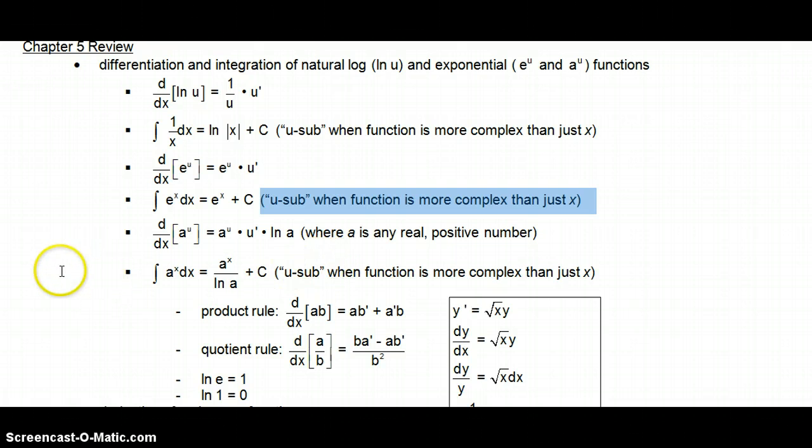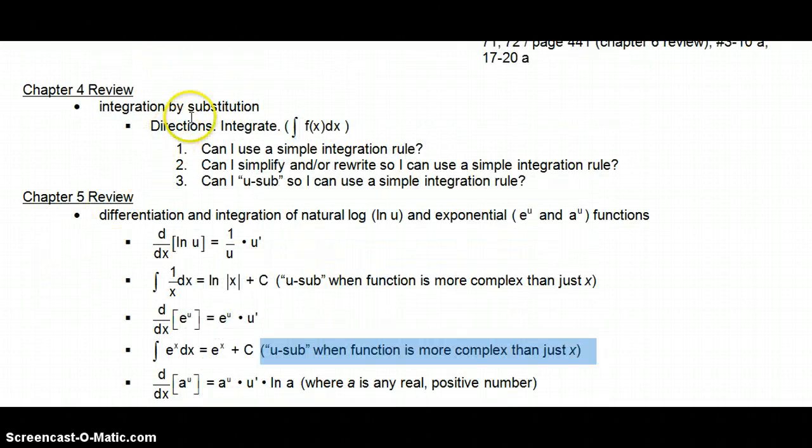And as we know from our previous studies, when we integrate, we should be asking ourselves the following three questions. Can I use a simple integration rule? Can I simplify and or rewrite so I can use a simple integration rule? And if you can't do either of the first two, then can I u sub so I can use a simple integration rule, which more often than not is the case with the natural exponential function.